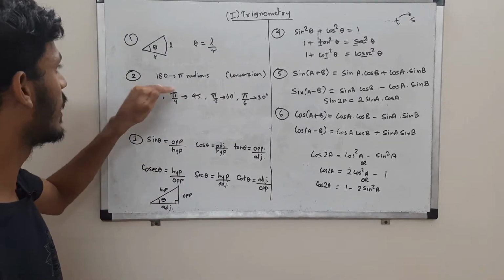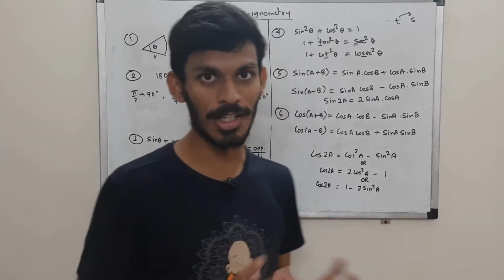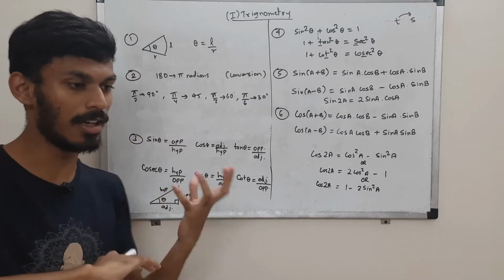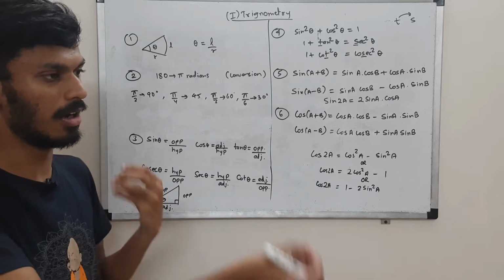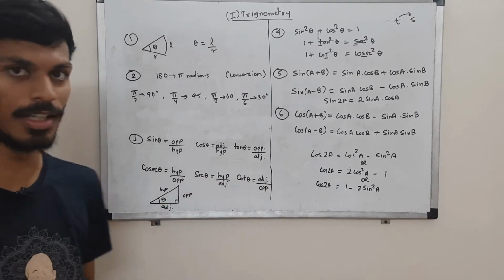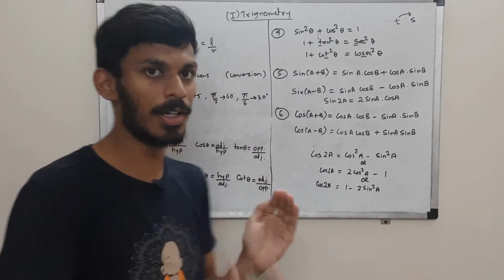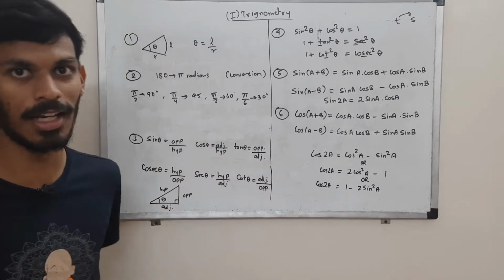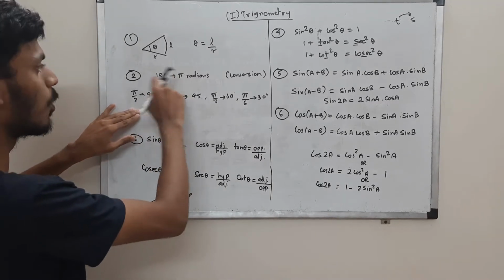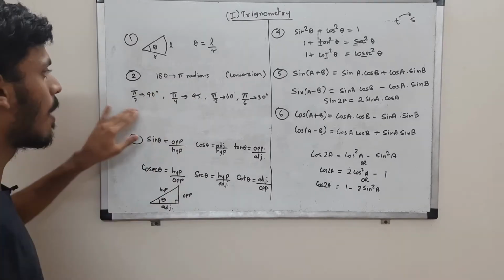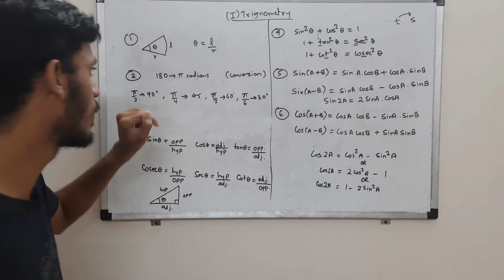Next one, 180 degrees corresponds to pi radians. This is basically used for conversion. If you have an angle in radians and you want to convert it to degrees, or vice versa, if you have an angle in degrees and you want to convert it to radians. These are some common angles that we'll be using, so you should remember both forms, the radian form and the degree form. 90 degrees is basically pi by 2. You can divide this equation by 2 on both sides, so you'll get 90 degrees is pi by 2. Then pi by 4 will be 45. Again you can divide this by 2, so pi by 4 is 45.